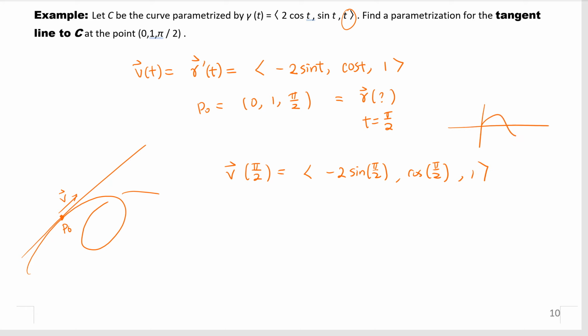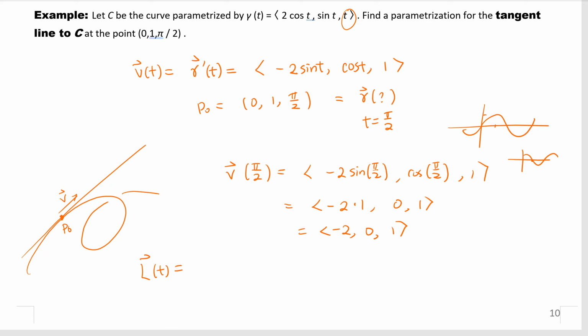What's sine pi over 2? Well, sine pi over 2 is 1. Cosine pi over 2 is 0. So we get negative 2, 0, 1. That is the direction.